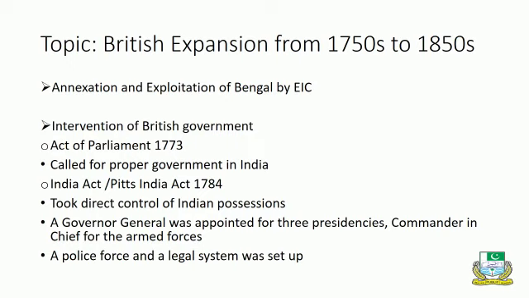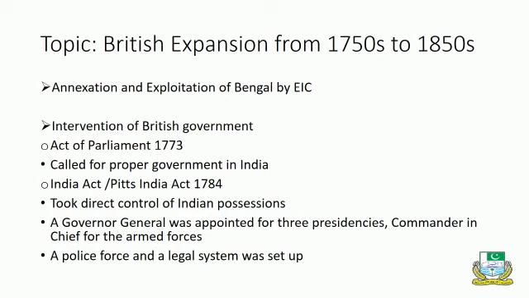But this act could not prove fruitful, so the British government introduced another India Act in 1784, which is sometimes also called Pitt's India Act. And under this act, the British government took direct control of the Indian possessions.